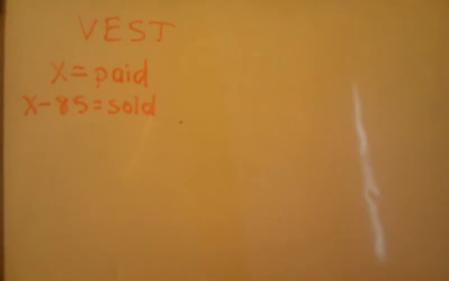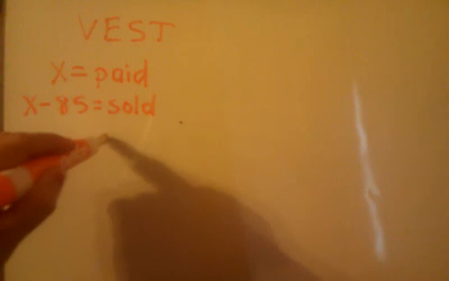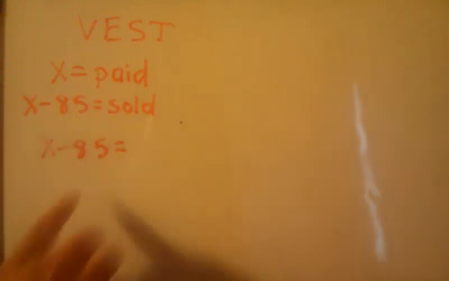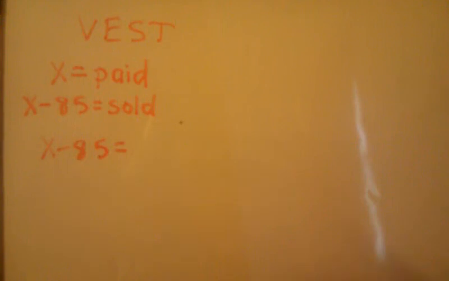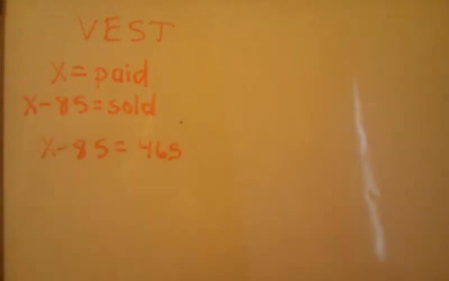It says he sold his skates for $4.65. This is the formula for how much he sold them for. X minus 85 equals, and it says he sold them for $4.65. I'm going to get rid of all the decimals. That way I don't have to mess with the decimals. If that confuses you, go ahead and put them in there. You're going to come up with the same answer.